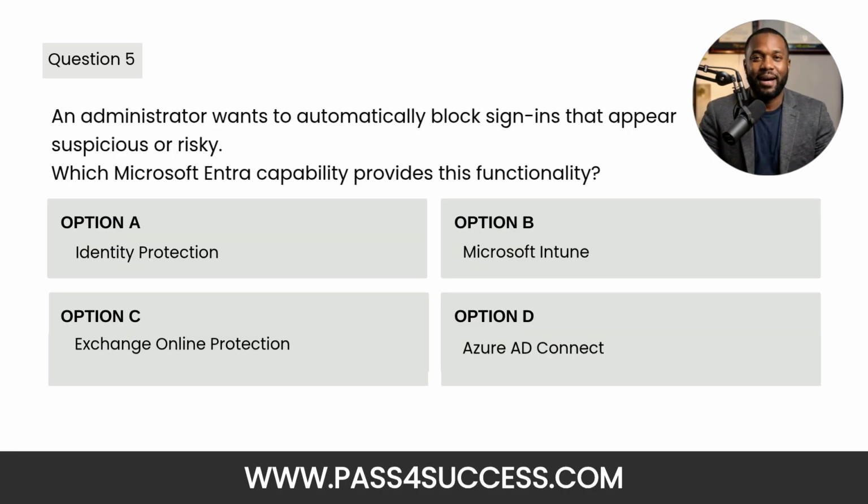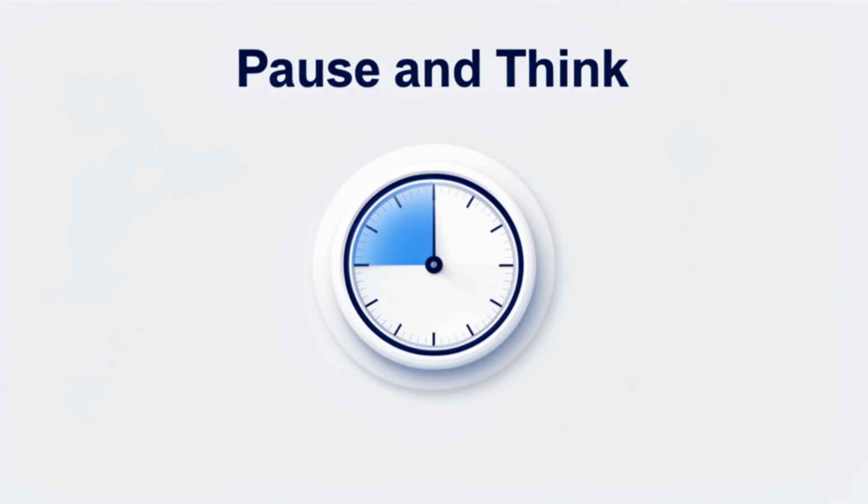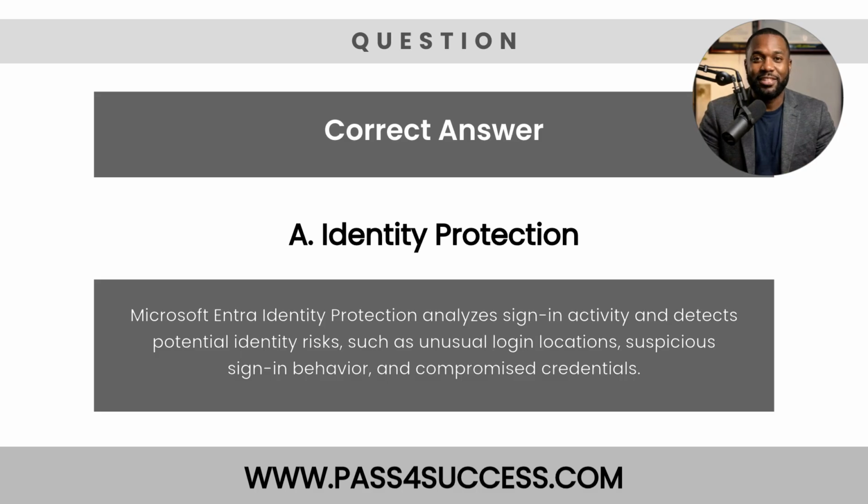Question 5. An administrator wants to automatically block sign-ins that appear suspicious or risky. Which Microsoft Entra capability provides this functionality? A. Identity protection. B. Microsoft Intune. C. Exchange Online Protection. D. Azure AD Connect. Pause for 5 seconds. Think about the best answer. The correct answer is A.